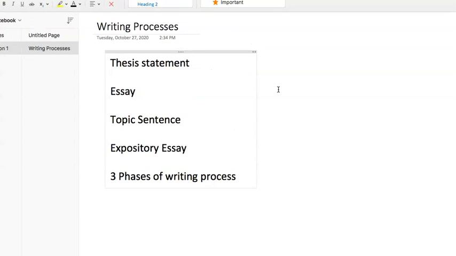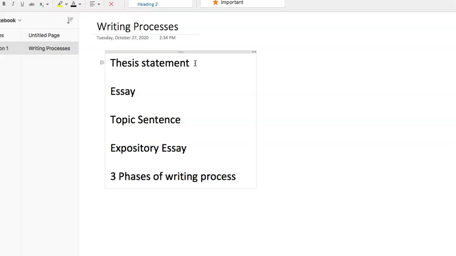All right, writing processes for the TEAS exam. All right, so start off with thesis statement. So definitely need to know what a thesis statement is, and a lot of this really revolves around the extended response that you'll have to write.